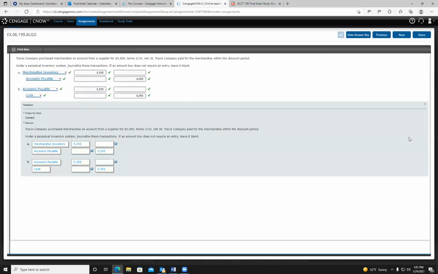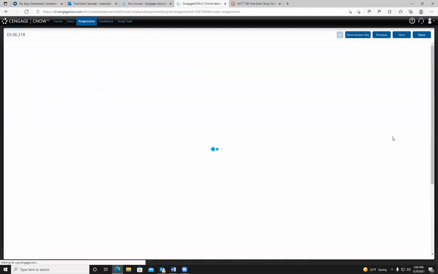So I'm going to click over here, show answer key, just to kind of give a little more explanation. I'll let you guys look at that screen, make your notes. Again, I also will be posting a PDF printout of all this information so that you will have a printout as well to utilize to help study for the final exam. All right, so let's move on to the next problem.